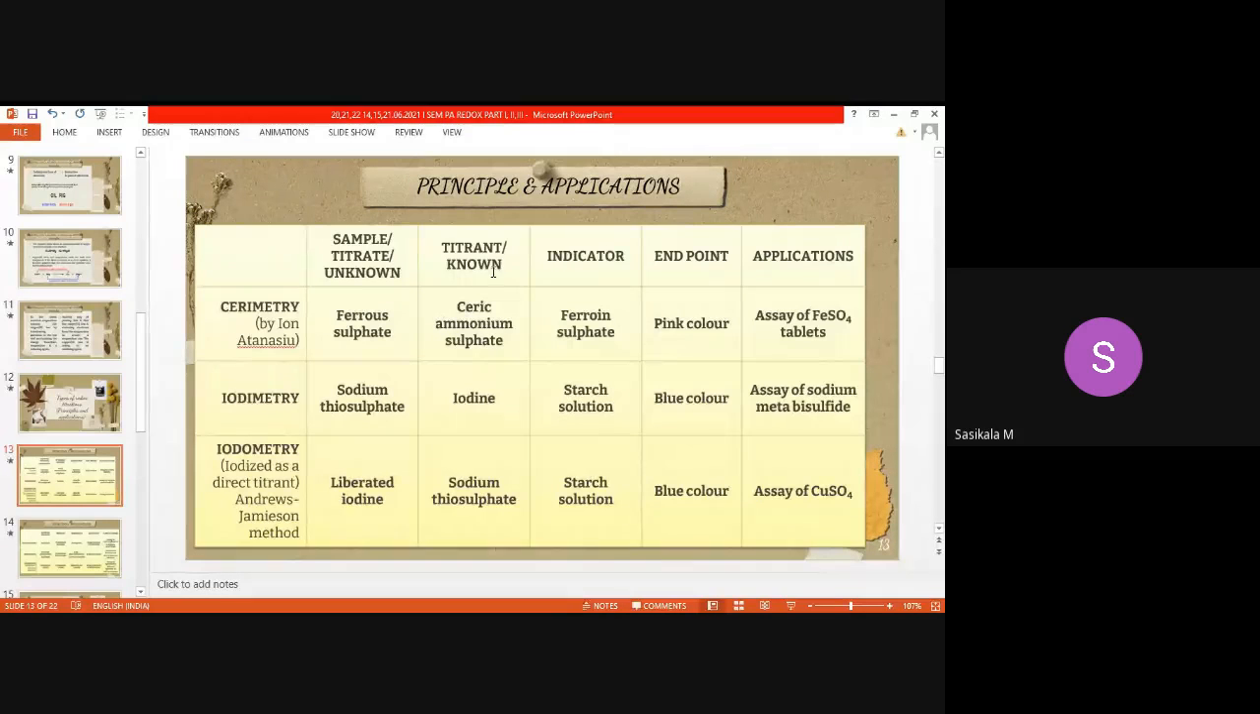Ferric ammonium sulfate is the oxidizing agent, whereas ferrous sulfate is the reducing agent. By means of ferric ammonium sulfate, ferrous sulfate will be oxidized, and by means of ferrous sulfate, ferric ammonium sulfate will be reduced. So this is the redox reaction that takes place between ferrous and ferric ion. The ferric state is the oxidized state, whereas ferrous is the reduced state of iron, right?